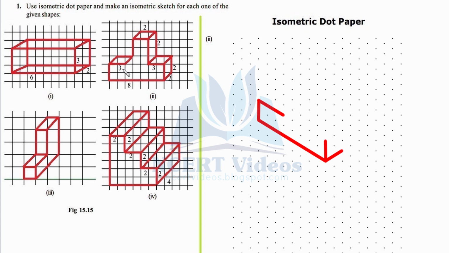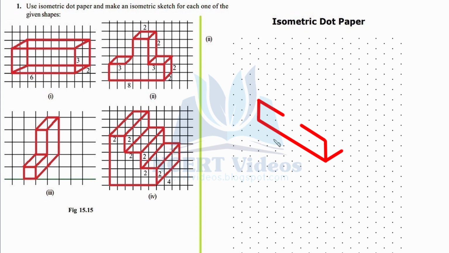Now from the other side, 3 units, again parallel to base, which was 8 units. So you have to see parallel sides while making isometric dot paper. In that way, your construction is never wrong.